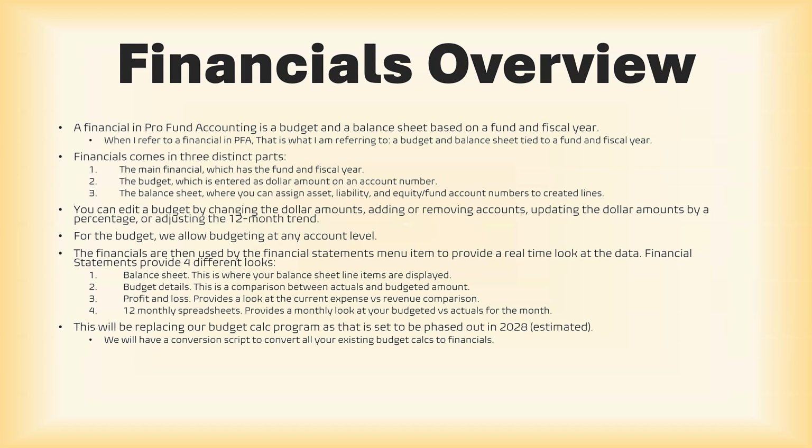Our financials come in three parts. The main financial, which has your fund and your fiscal year in it. The budget, which is entered as a dollar amount on an account number. And the balance sheet, where you can assign assets, liabilities, and account numbers to create lines for display in the financials Excel side of it. The balance sheet lines will show up with the account numbers assigned.